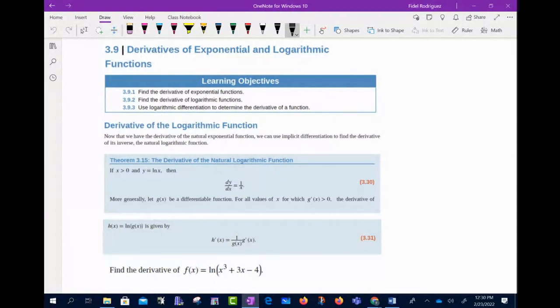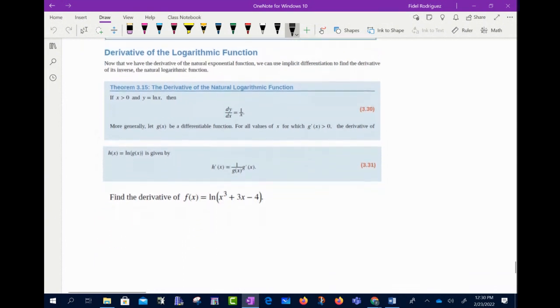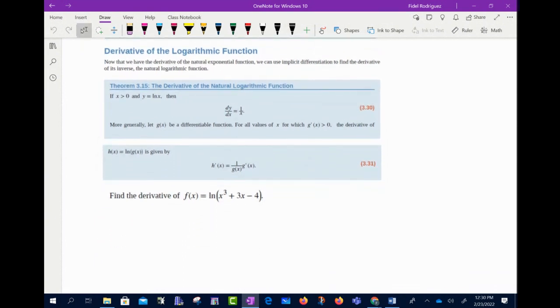We're going to talk about the derivative of exponential functions and log functions, and one of the big things we're going to do in 3.9 is use something called logarithmic differentiation to find derivatives, okay? Let me scroll up just a little bit so we can talk about the derivatives of log functions.